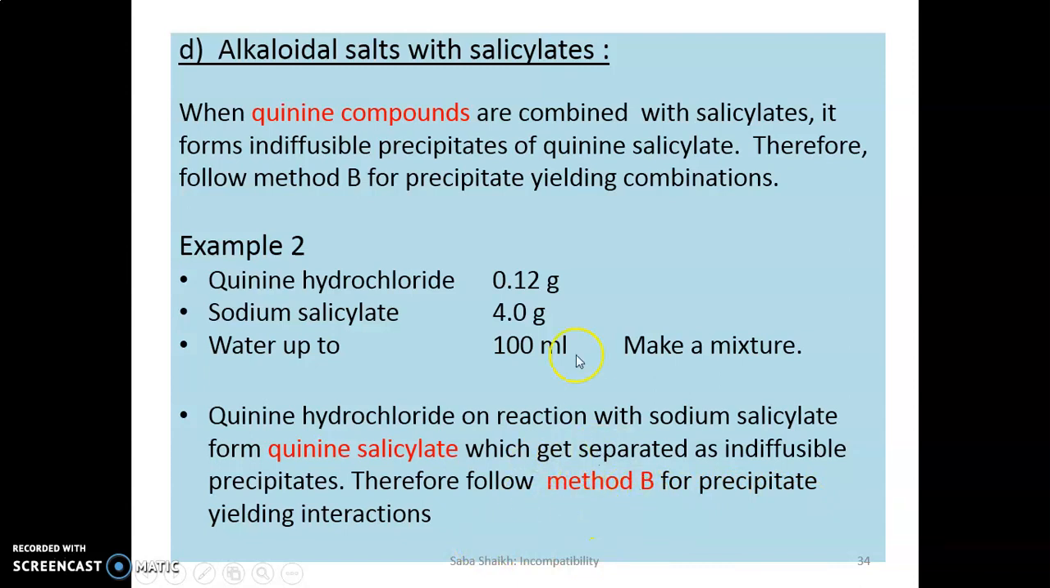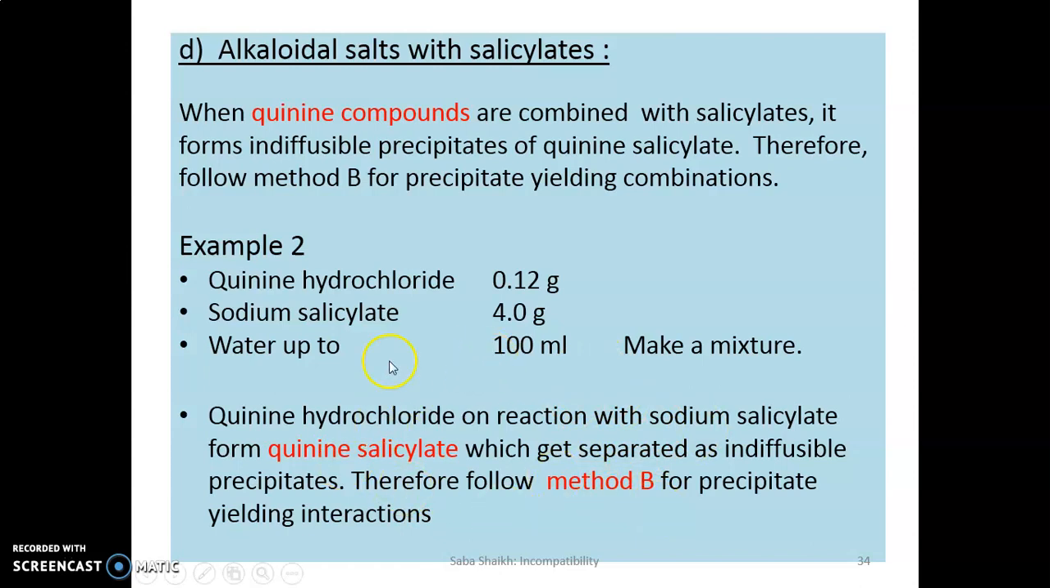What are we going to do in method B? Again, this 100 ml of vehicle we have to divide into 2 beakers, 50 ml in one beaker and 50 ml in another beaker. In the first beaker of 50 ml we are going to add sodium salicylate. In the other 50 ml beaker we are going to add quinine hydrochloride. But in the second beaker we must not forget to add tragacanth powder or tragacanth mucilage, which is a substance we use to make the precipitate diffusible. Tragacanth powder, agar, tragacanth mucilage, these are suspending agents actually. So they will help to give this precipitate in a good form.